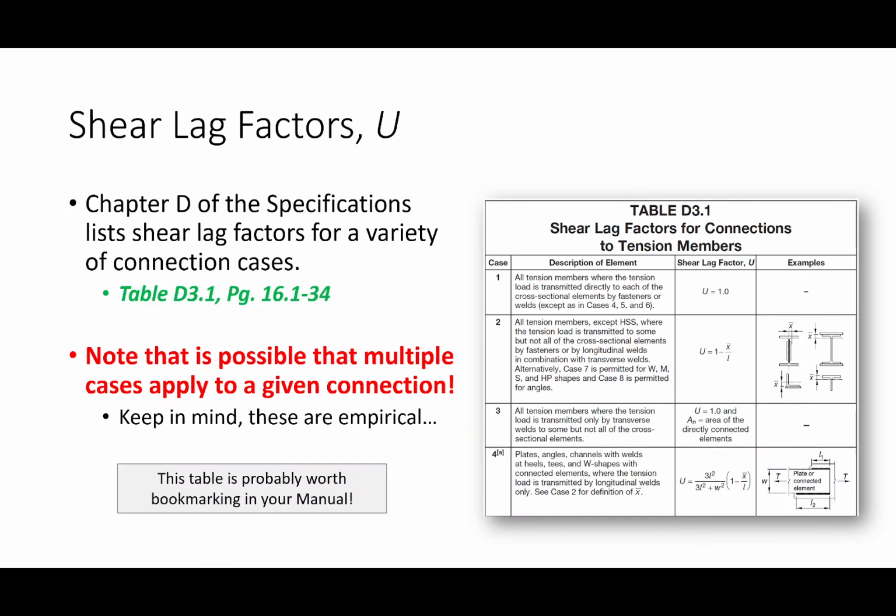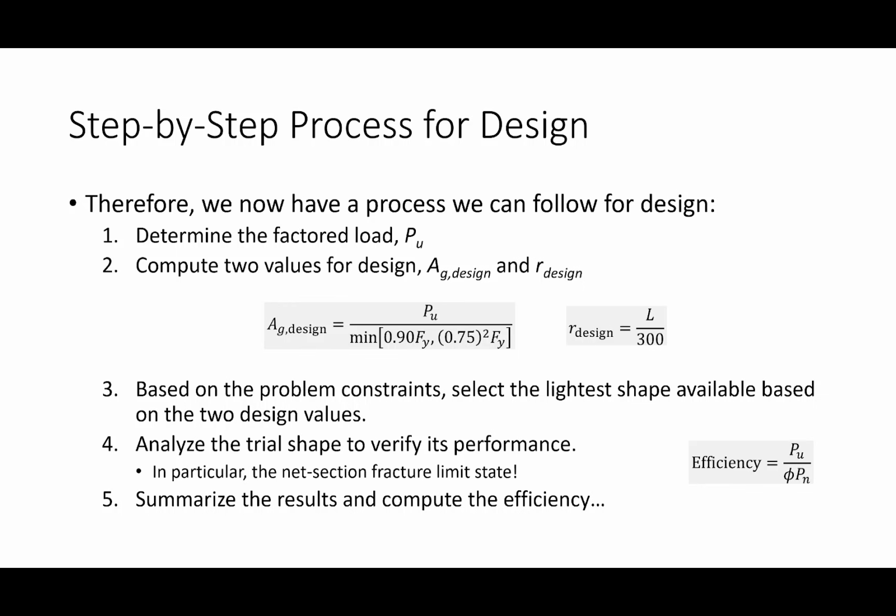Shear lag factors. This is another one I would tab. This is on D3 or table D3.1 on 16.1-34. Whenever you're using this table, the way I tend to suggest your thought process is the first thing you should do is look at case 1 and case 2 and decide, are we in case 1 land or are we in case 2 land? If we're in case 1 land, I would say probably just ignore everything else. If you're in case 2, you definitely need to apply that, but then past that, look at cases 3 through 8 and see which ones apply.